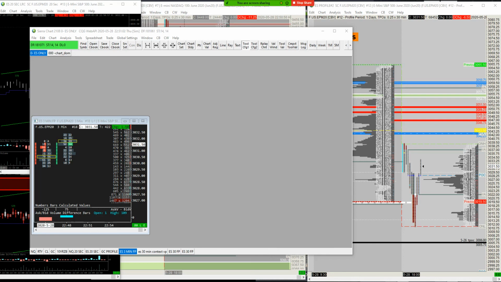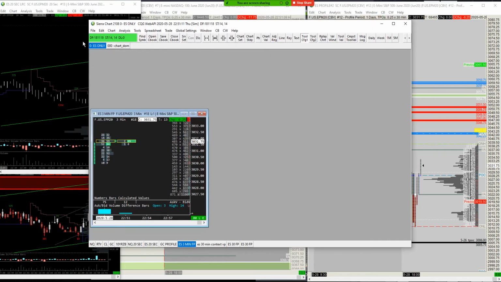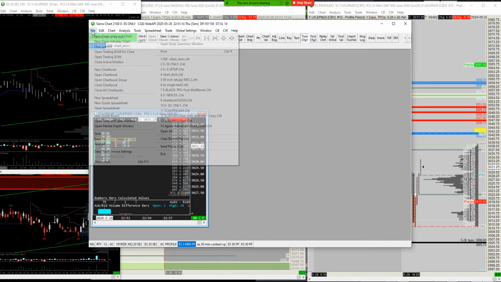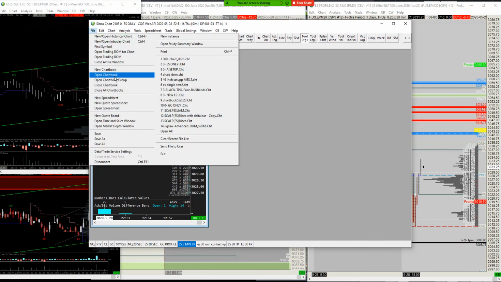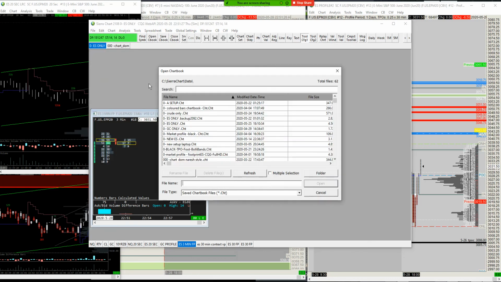So you're typing here, you know. Basically, it's a bit confusing at the beginning, but once you really get used to it, it's not too bad. Sierra Chart works with what they call chart books. You see this, right? Okay. Once you type in the email, I have a lot of different chart books.